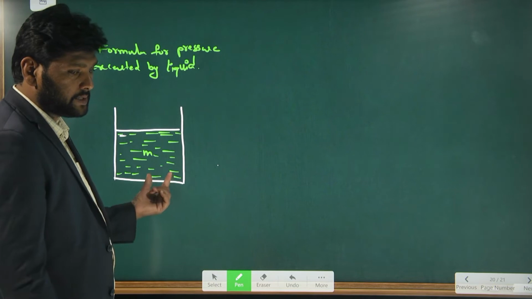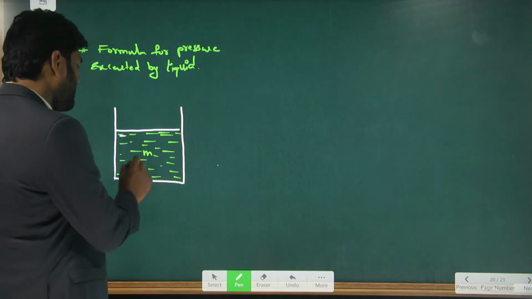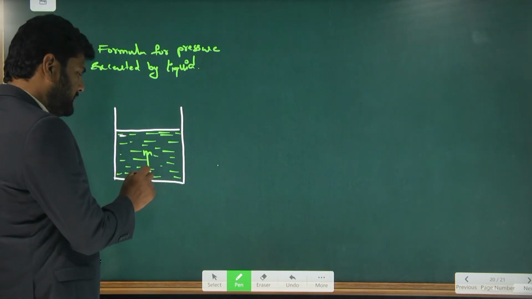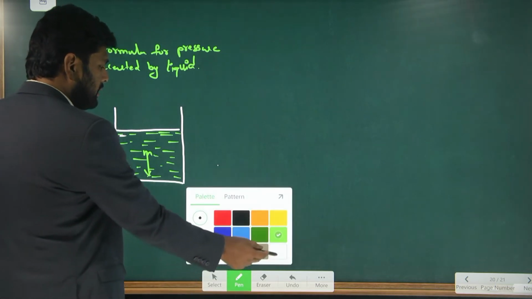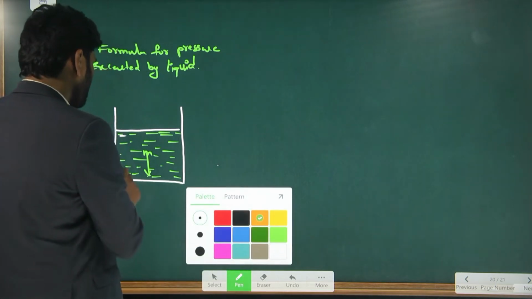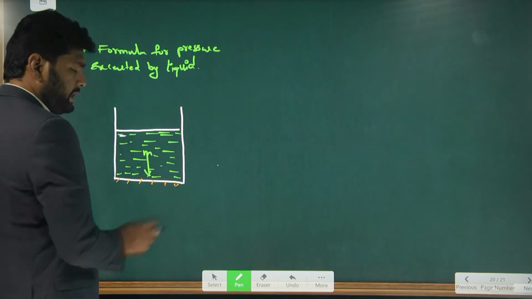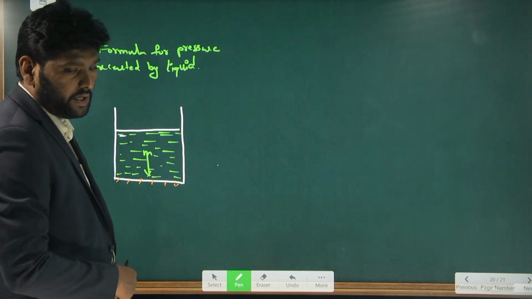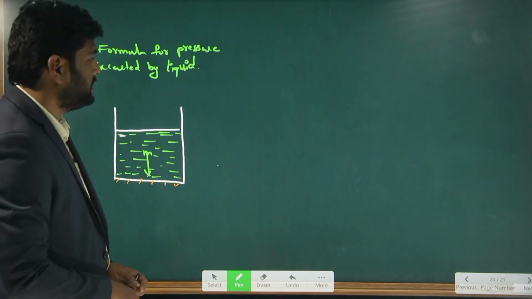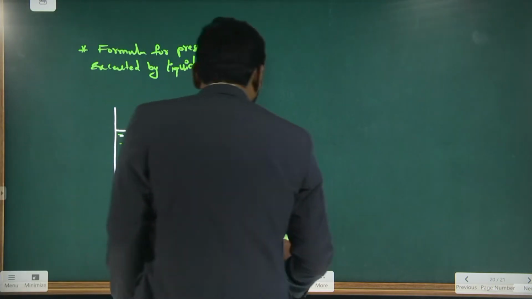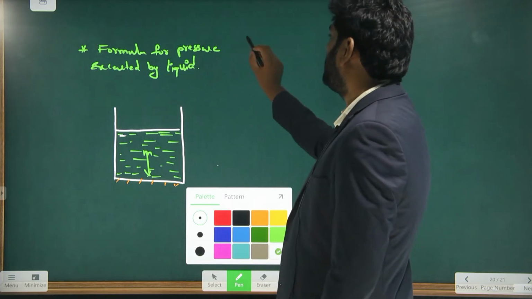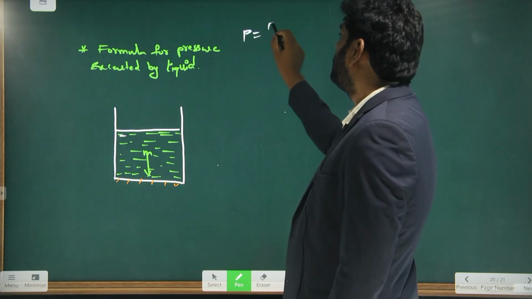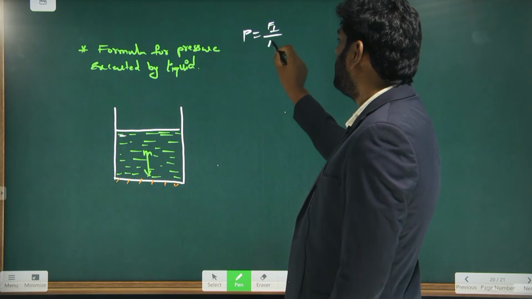This mass has some weight. The total weight is acting on the bottom surface of the container, so it will exert some pressure. From your general formula for pressure, what is the general formula for pressure? Perpendicular force per unit area.